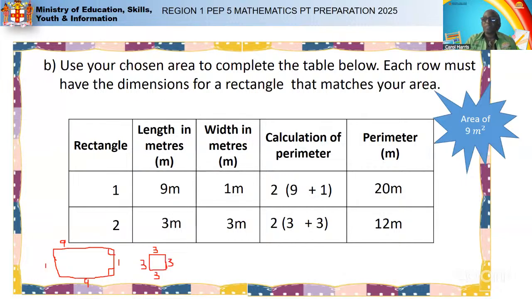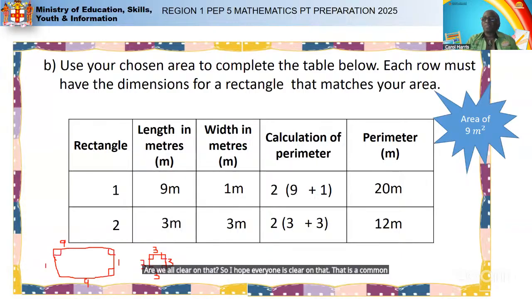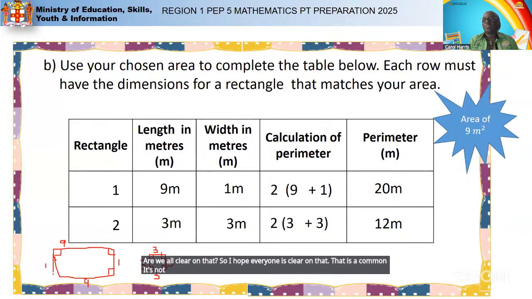So Mona Prep is making the point that all squares are also rectangles, and we were just discussing why the square is also a rectangle. It has 4 right angles, just like the rectangle, and the opposite sides are parallel to each other and equal in length. Are we all clear on that? So I hope everyone is clear on that. It's not uncommon to hear that question. So I'm glad it came up in this session so that anyone who wasn't clear on it is clear on it now.